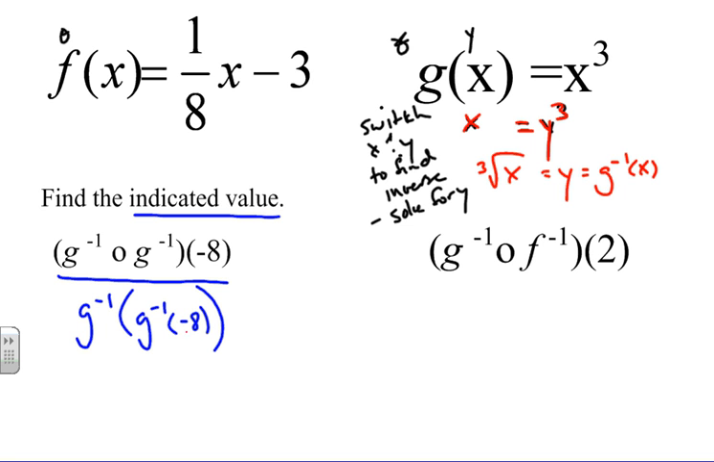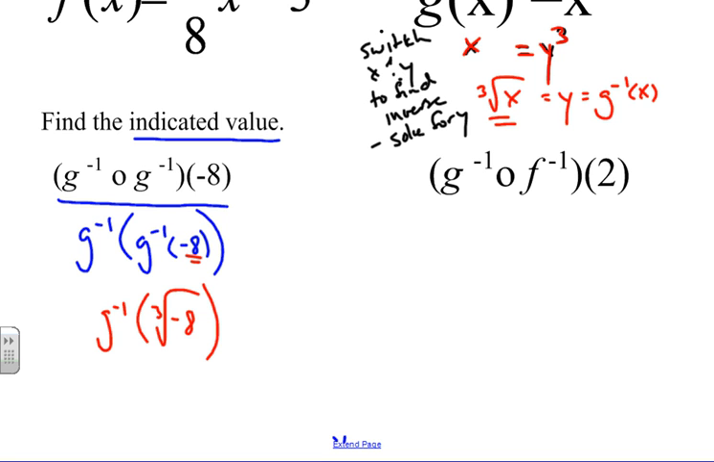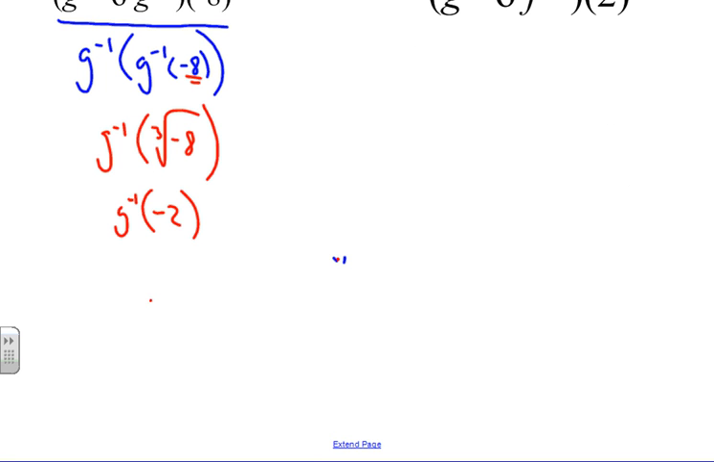Now I can use this to help us figure out the value. I'm going to substitute -8 into my inverse of g of x. So using what I know about functions, I'm going to have the cube root of -8. Using a little substitution, we can do that. Now from here, I'm going to simplify this, and we know this is going to be -2. The cube root of -8 is -2. And now I'm going to take the inverse of g of -2. Well, that's going to be the cube root.